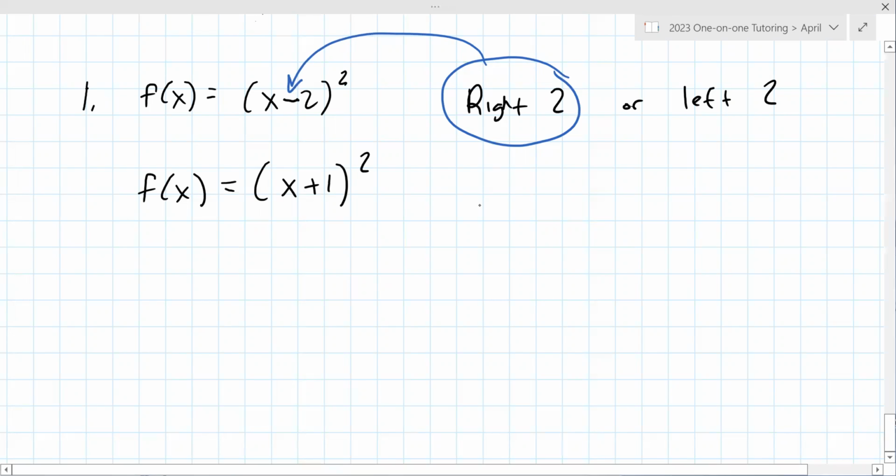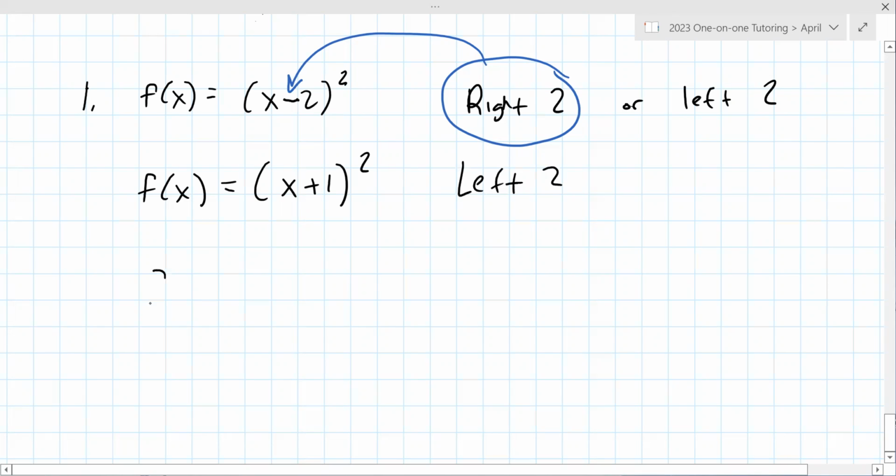And what about x plus 1? Do you see how it's a different sign here? It's plus, not minus, so it can't be right. It must be left 2.